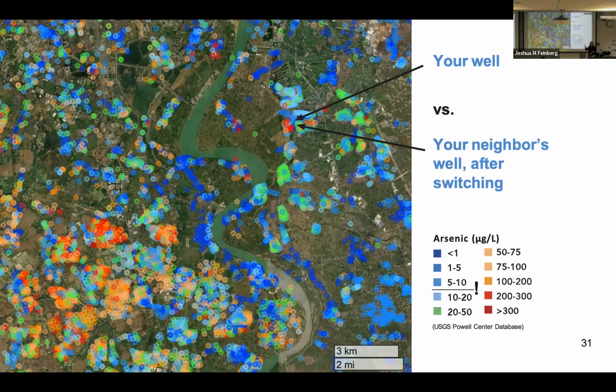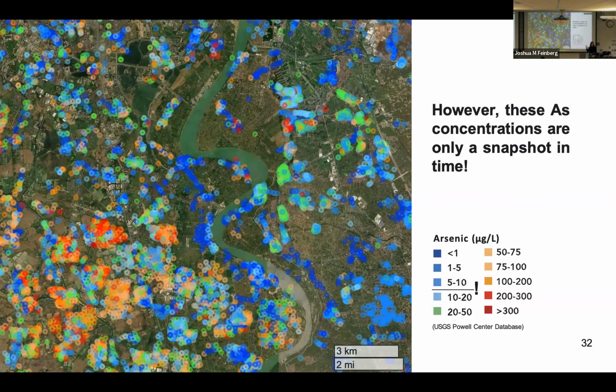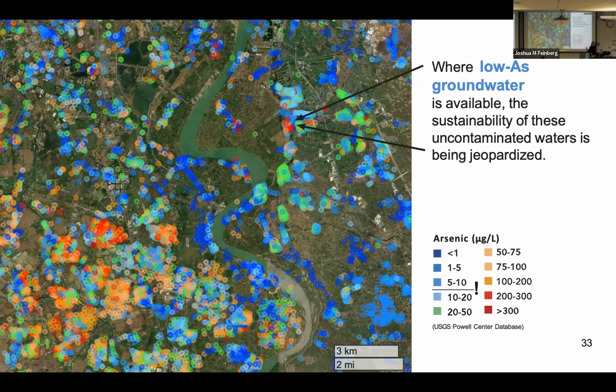But another thing missing from kind of this snapshot is that these arsenic concentrations are only a snapshot in time. So this is only one measurement at one time where the groundwater arsenic was measured. And actually, when you think about it, where low arsenic groundwater is available, the sustainability of these uncontaminated waters is being jeopardized.